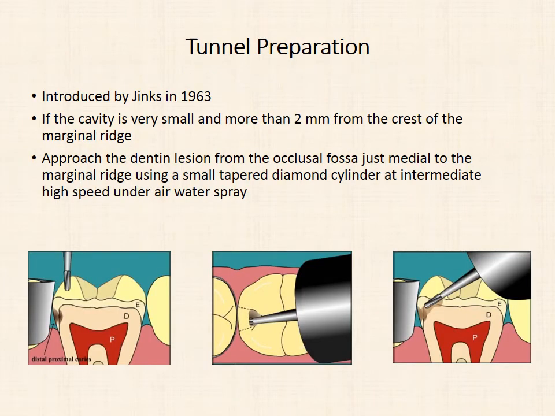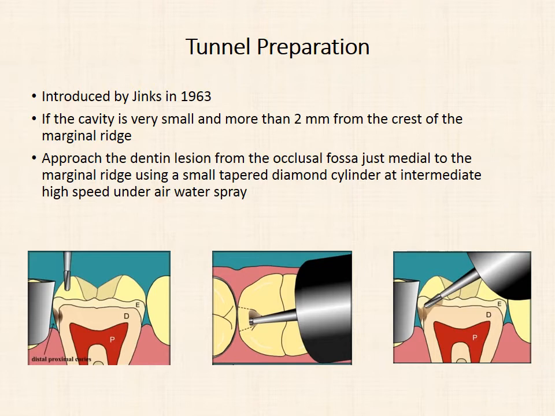Next modification, we move on to the tunnel preparation. This was introduced by Hunt in the year 1963. If the cavity is very small and more than 2 mm from the crest of the marginal ridge, mostly if the cavity is 2 mm below the crest of the marginal ridge, not involving the marginal ridge, and if the cavity is small, we approach the dentine lesion from the occlusal fossa just medial to the marginal ridge using a tapered diamond cylinder at intermediate high speed under air water spray.